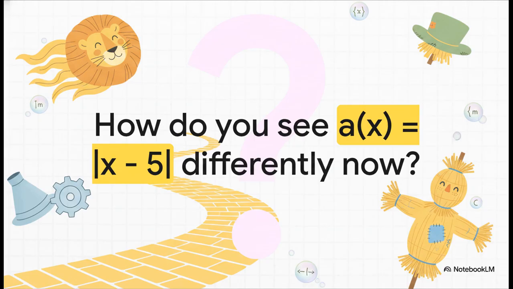So I'll leave you with a little challenge. With this new toolkit in your head, take another look at a function like the absolute value of x minus 5. How would you describe it now? What's its domain? What's a reasonable codomain? And what's its actual image? What's the preimage of, say, the number 3? Thinking that through is how you truly make this language your own.